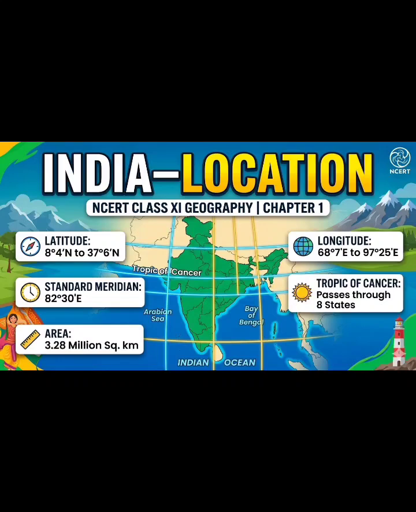India, with its area of 3.28 million square kilometer, accounts for 2.4% of the world's land surface area and stands as the 7th largest country in the world. Find out the names of the countries which are larger than India. Next point is size. The size of India has endowed her with great physical diversity.